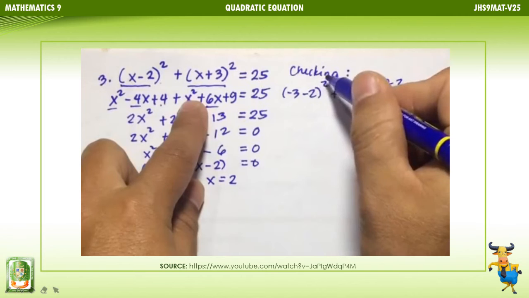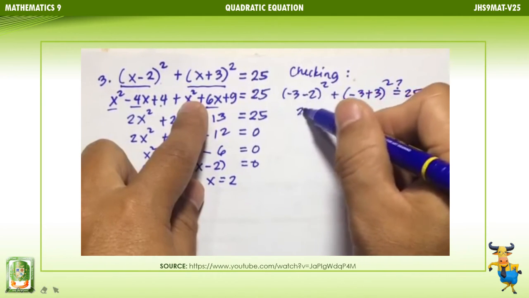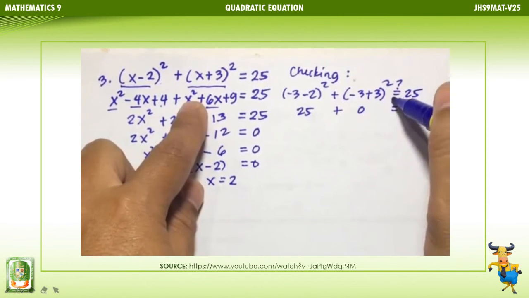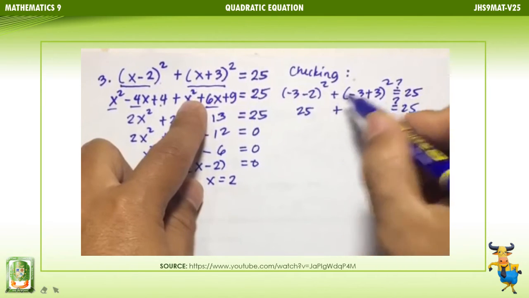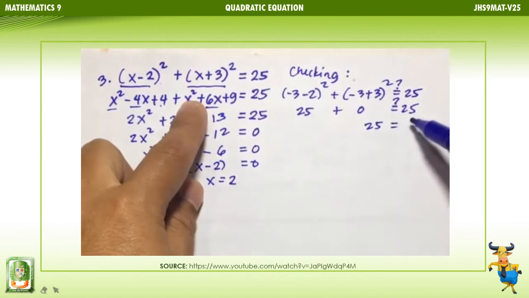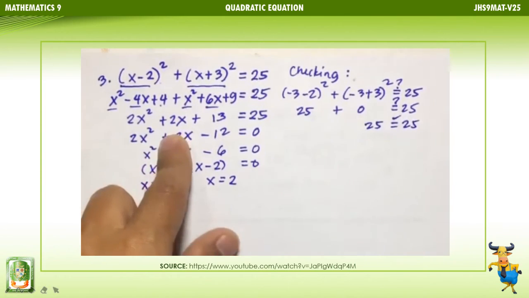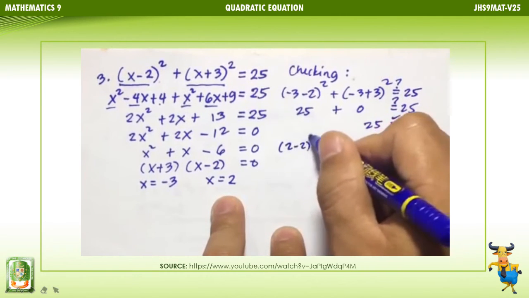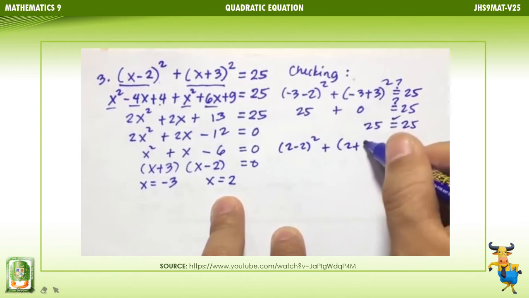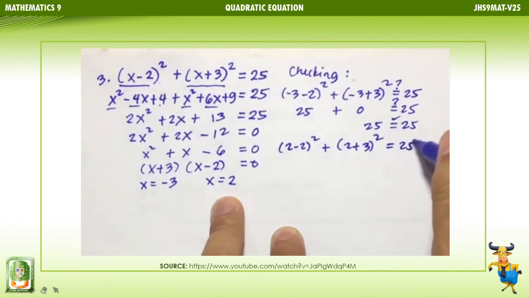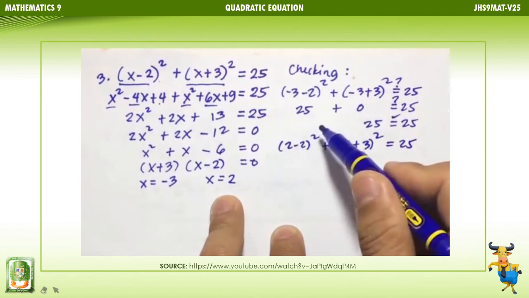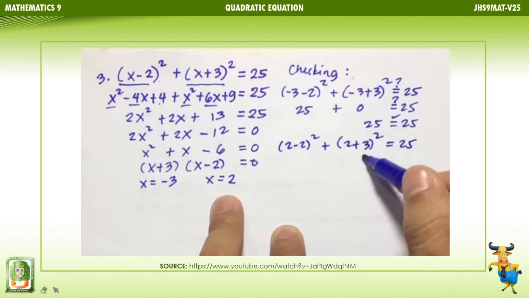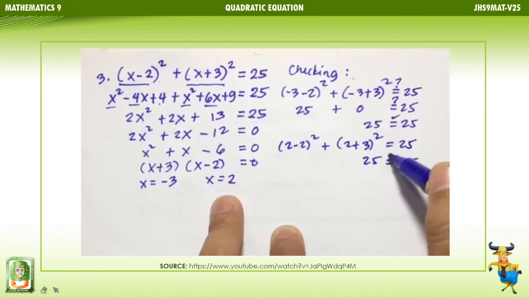So negative 3 minus 2 squared is negative 5 squared, is 25. Then negative 3 plus 3 is 0, squared is 0, equals 25. Then 25 plus 0 is 25, so you're going to have the correct answer. Then if x is 2, so we're going to have here 2 minus 2 squared plus 2 plus 3 squared equals 25. And 2 minus 2 is 0 squared, so 0. 2 plus 3 squared, that will be 5 squared, is 25. So you got the correct answer.